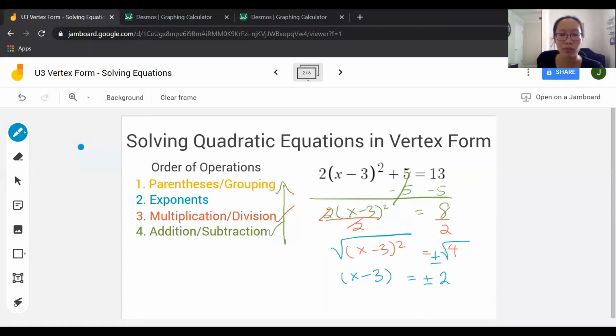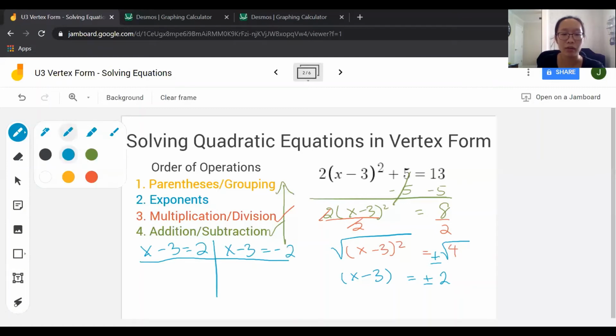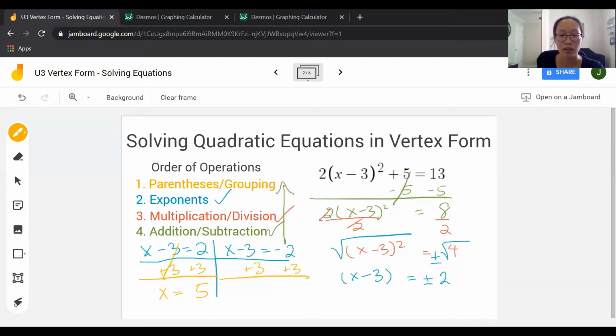Because we have 2 possible answers here, which we saw in the graph, we're going to open up a t-chart and we're going to set the expression equal to the positive root, and we're going to set the left side equal to the negative root. From there, we finish our exponents, and then we can do our last step, undoing the parentheses, which in this case is adding 3 to both sides. By doing that, I have x equals 5 on the left, and when I add 3 here, I have x is equal to 1.